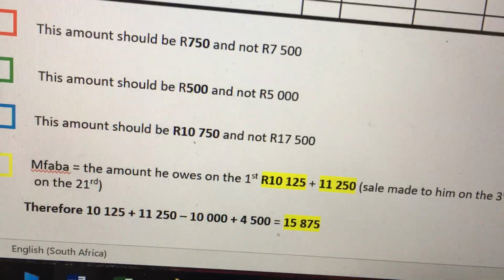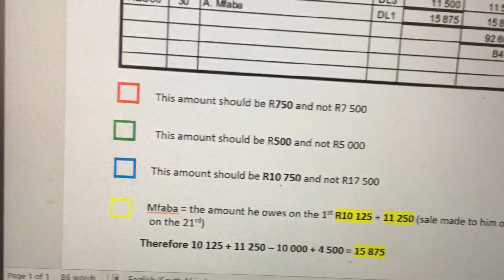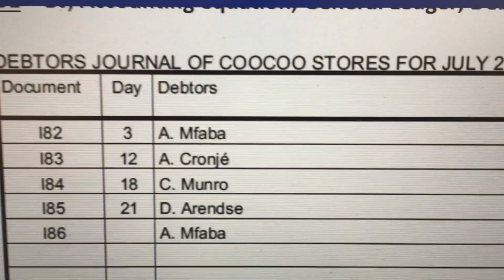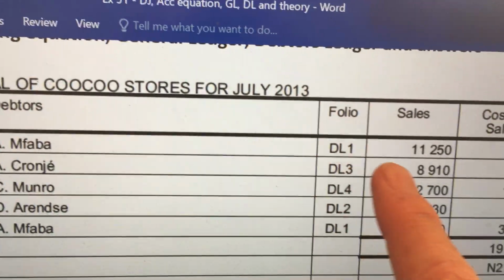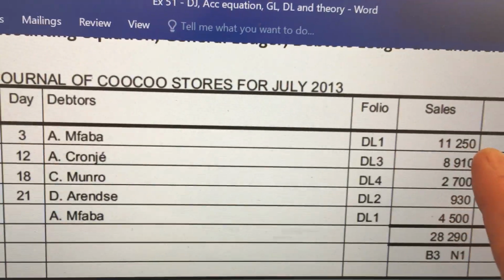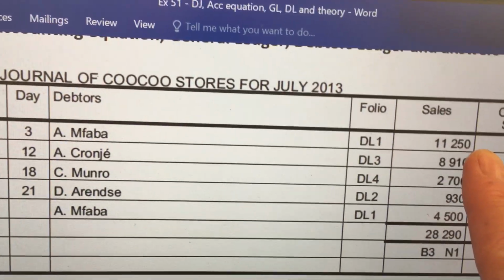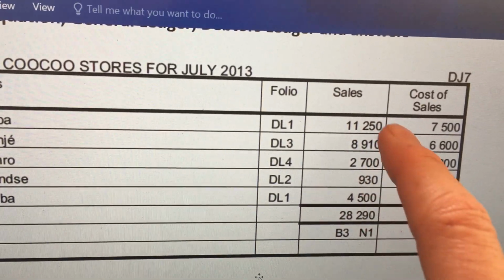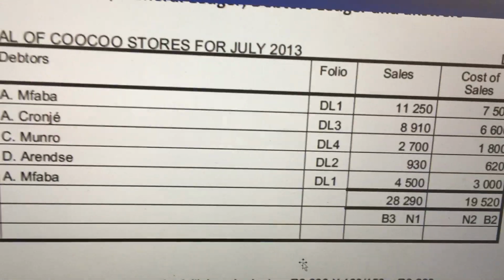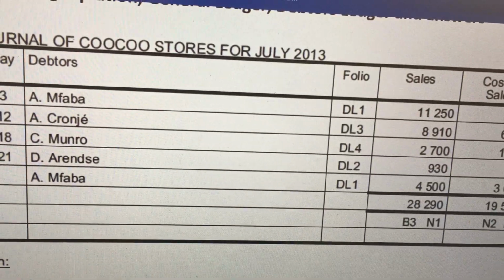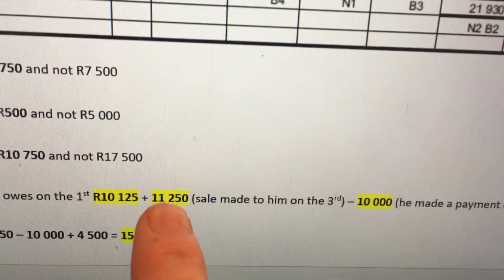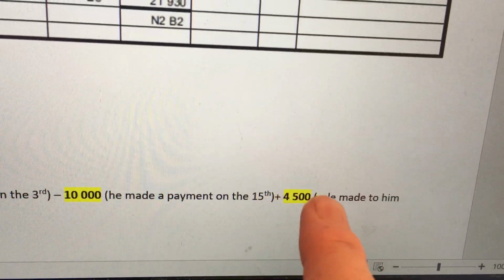Now, if I quickly go and look, I have got it here. I must just quickly open it up. If you go and look in your debtors journal, you can see we sold to him for 11,250 on the 3rd, and we made a sale of 4.5. So we have to add those two figures together as well, because he owes us for those two figures as well. So now if I go back here, you will see that's the amount at the beginning. Then we sold to him the 11,250, and we sold to him for the 4.5.